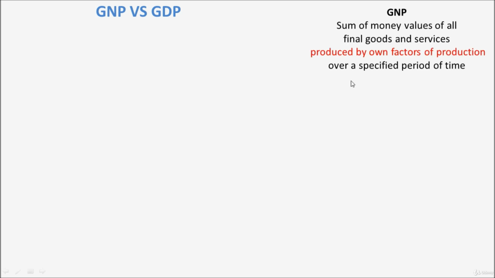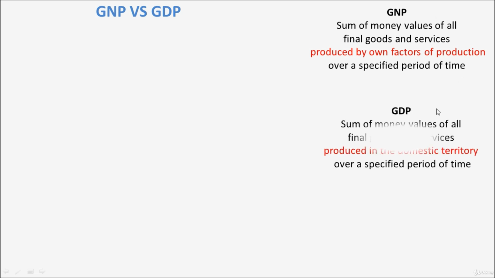The sum of money values of all final goods and services produced by own factors of production, regardless whether they work home or abroad, over a specified period of time is called GNP. On the other hand, GDP is the sum of money values of all final goods and services produced in the domestic territory over a specified period of time.